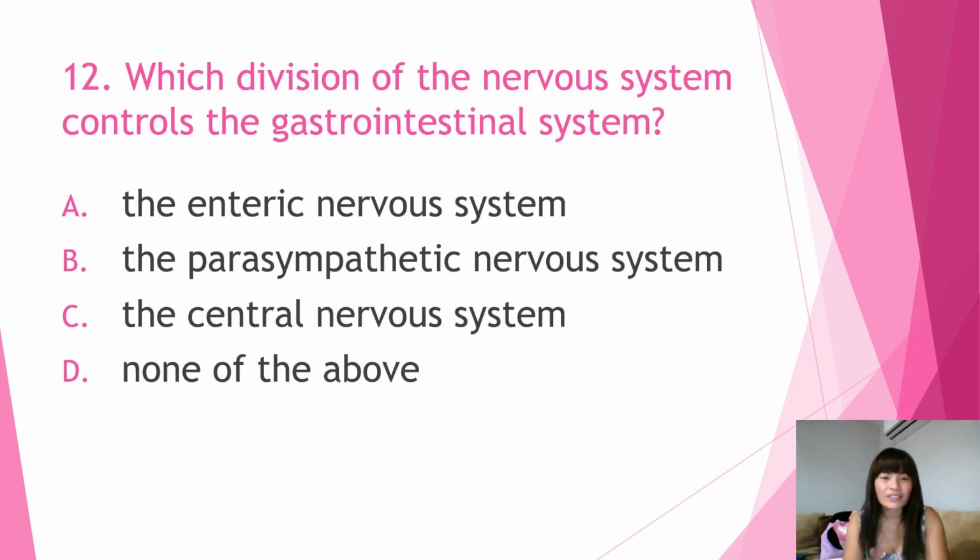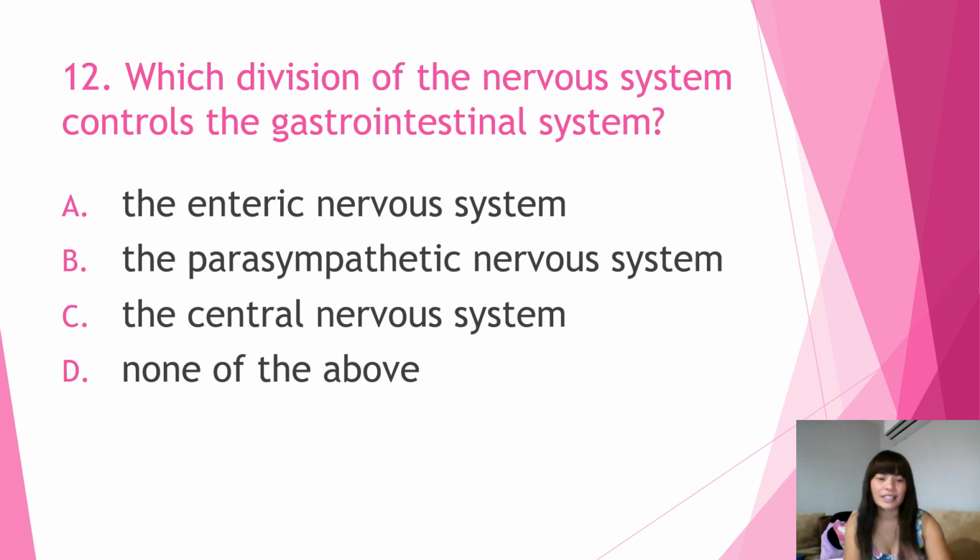Okay, next, which division of the nervous system controls the gastrointestinal system? Is it A, the enteric nervous system, B, the parasympathetic nervous system, C, the central nervous system, or D, none of the above? So in this question, the answer itself has a context clue, or there's like a term in the question that has a connection to the choices. Okay, so which division of the nervous system controls the gastrointestinal system? Is it A, or is it B, or C, or D?